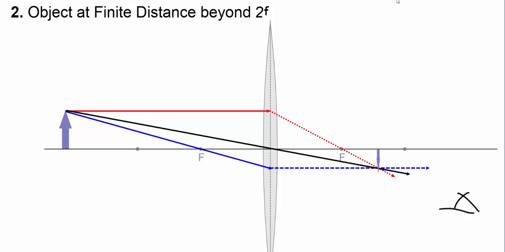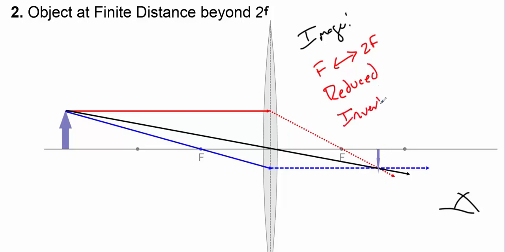So let's identify what we know about this image. It looks like it's located somewhere between f and 2f. So it's going to be between f and 2f. It looks like it's been reduced in size. It certainly appears inverted to me. And as a result of it being inverted, it's definitely real. Not only is it real because it's inverted, it's real because the light is actually there.